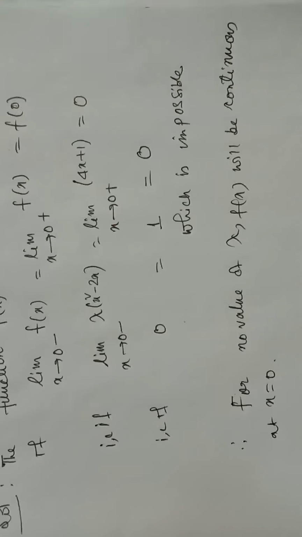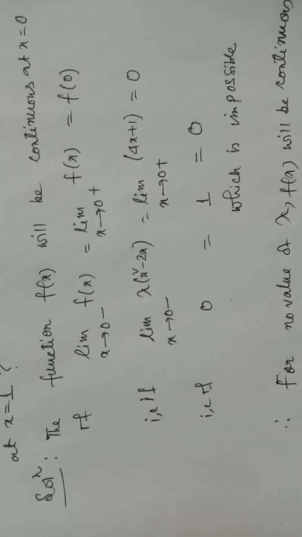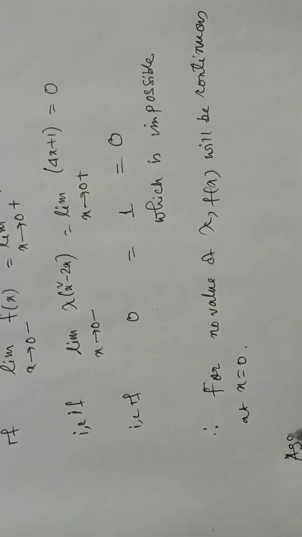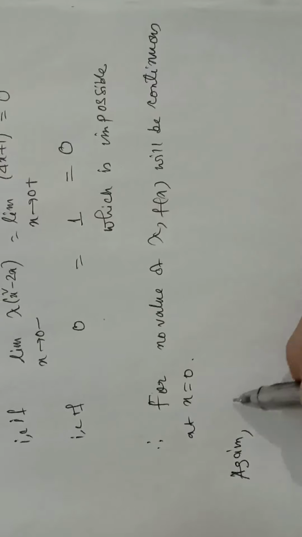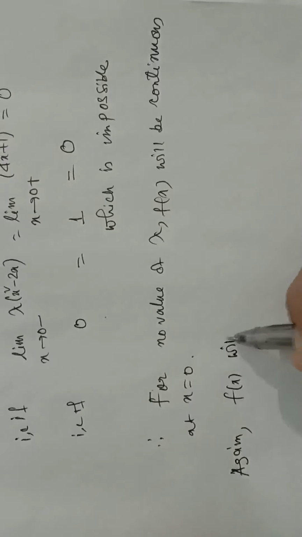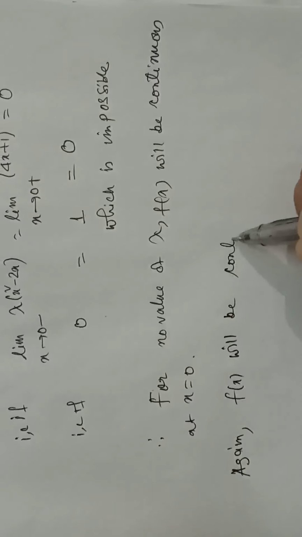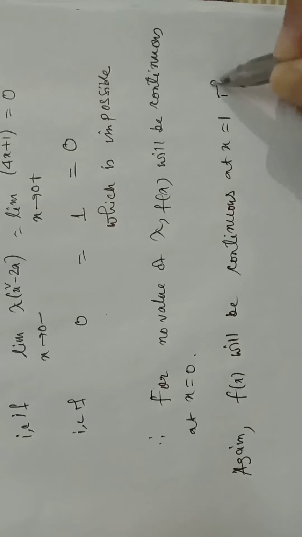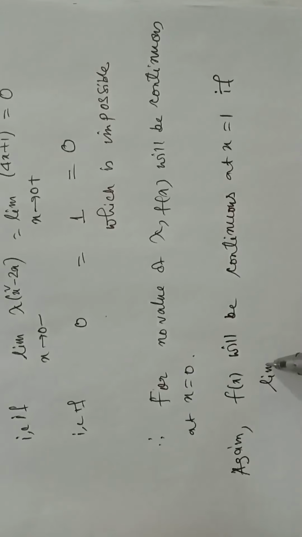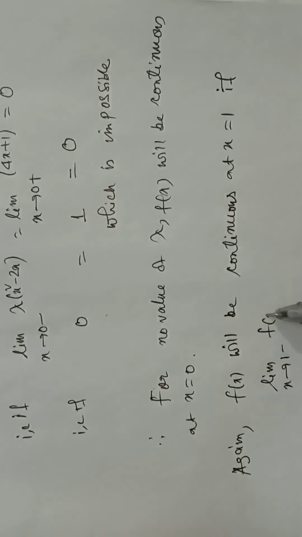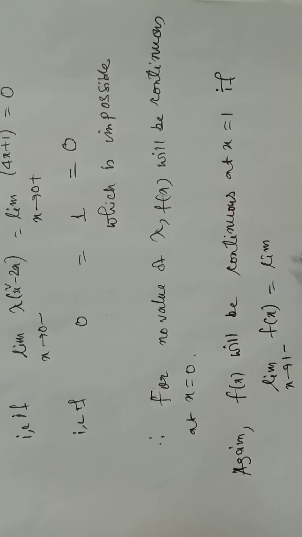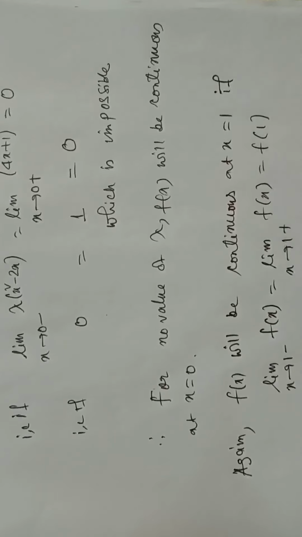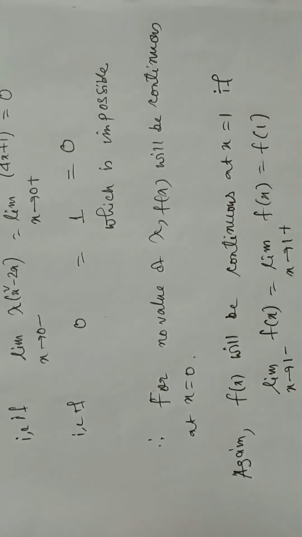Let us test the continuity at x equal to 1. Let me write in this way. Again, f(x) will be continuous at x equal to 1 if limit x tends to 1 minus f(x) equal to limit x tends to 1 plus f(x) equal to f of 1. This is the definition of continuity at x equal to 1.